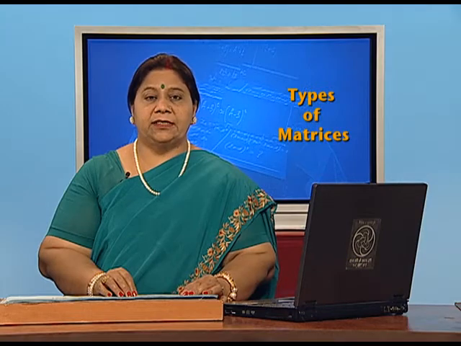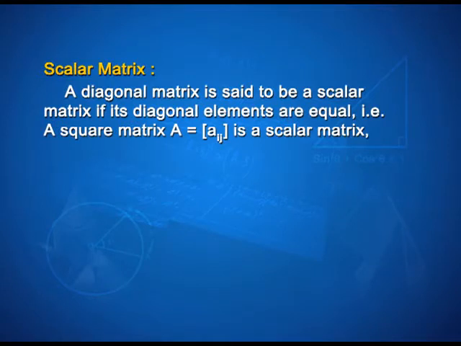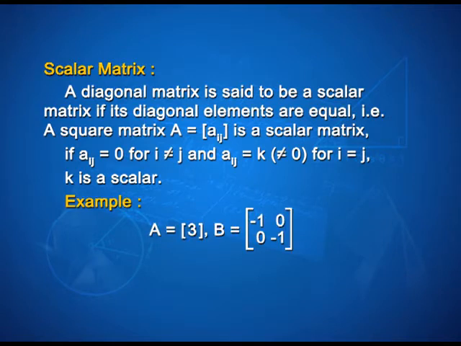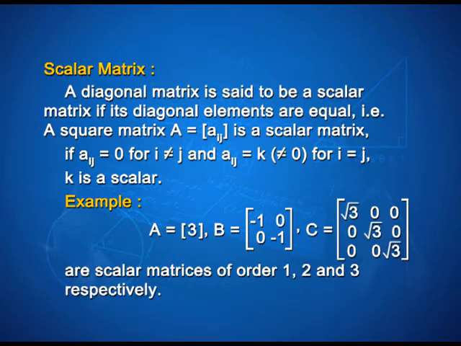Now, what is a scalar matrix? A diagonal matrix is said to be a scalar matrix if its diagonal elements are equal. That is, a square matrix A is a scalar matrix if aij is equal to 0 for i not equal to j, and aij is equal to k for i equal to j, where k is a scalar. For example, A is equal to 3, B is equal to minus 1, 0, 0, minus 1, and C is equal to root 3, 0, 0, 0, root 3, 0, 0, 0, root 3. They are scalar matrices of order 1, 2 and 3 respectively.